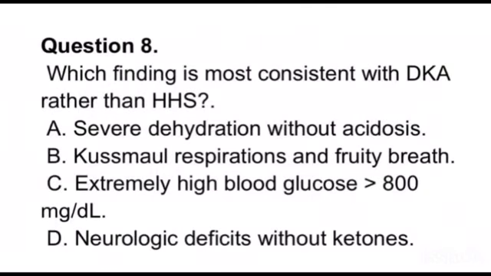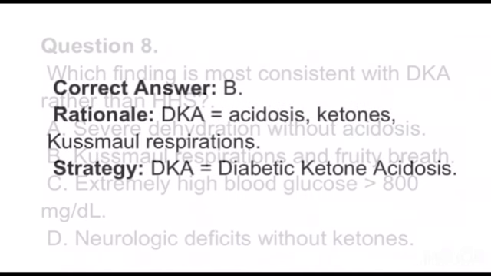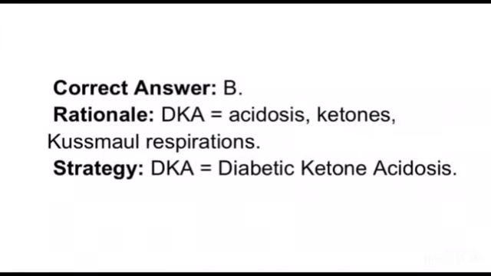Question 8. Which finding is most consistent with DKA rather than HHS? A. Severe dehydration without acidosis. B. Kussmaul respirations and fruity breath. C. Extremely high blood glucose greater than 800 milligrams per deciliter. D. Neurologic deficits without ketones. The correct answer is B. Rationale. DKA equals acidosis, ketones, Kussmaul respirations. Strategy. DKA equals diabetic ketoacidosis.